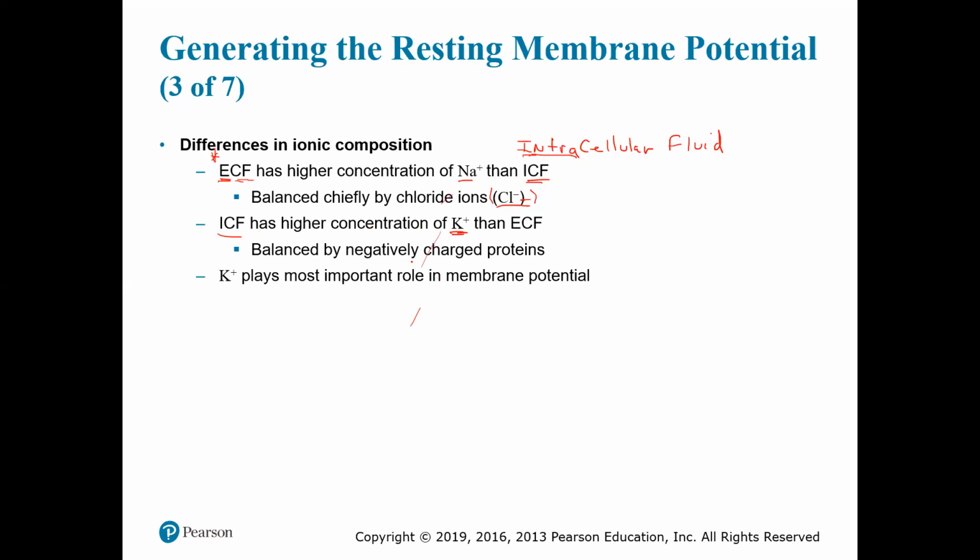And chloride does help balance those negative charges. Chloride's more extracellular. So I'll say chloride is more ECF, where ICF is the proteins. That's in the ICF, the negatively charged proteins, which I like to call protein anions, because anion means negatively charged atoms or molecules. So potassium plays the biggest role in maintaining the RMP, resting membrane potential. And that's what we want to achieve, because then it's ready for a nice, clean depolarization action potential.